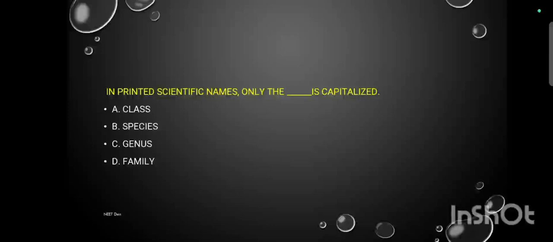In printed scientific names, only dash is capitalized. The options are A. Class. B. Species. C. Genus. D. Family. So the answer is C.